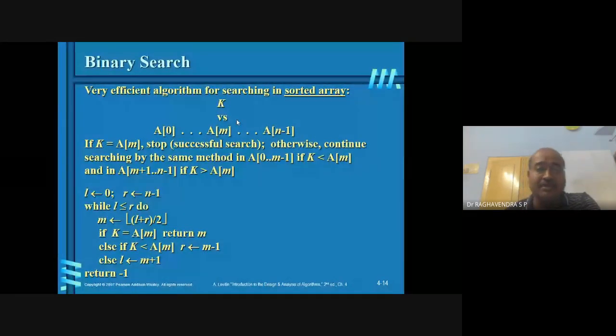Otherwise, continue the searching by the same method, that is A of 0 to m minus 1 on the left, then m plus 1 to n minus 1 on the right half. So the search process will decide based on the value of the key. If the key is smaller than A of mid, the search will continue in the left region. If the key is greater than A of mid, the search will continue in the right side region. Okay? So this is the algorithm for the binary search, and this is the efficiency.